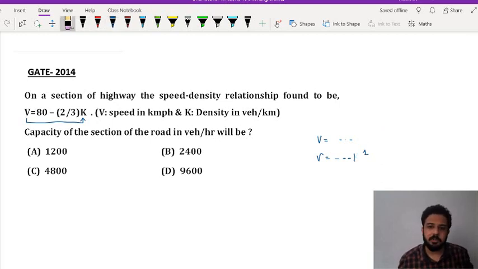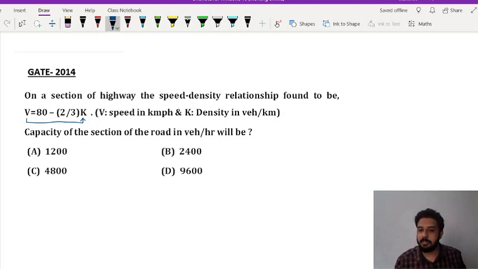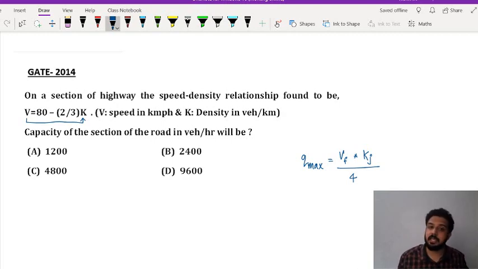So whenever they are giving you a relationship which has V and K, just think about our Greenshields model. Finally, if we want to calculate the capacity or Q max, what we have to do is find out Vf from the relationship, and find out Kj from the relationship. Then multiply and divide by 4, that's your final answer. So our task is to calculate the free flow speed Vf and the jam density Kj from this given equation, right?